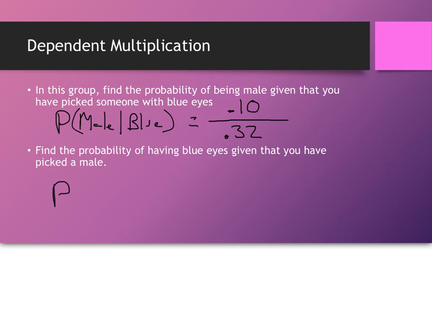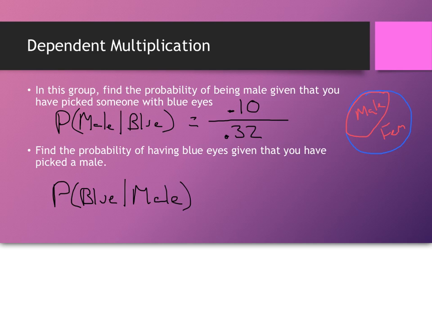Now, notice that if you switch this, if I say, what's the probability of having blue eyes, given that you've picked a male? Well, that's a completely different question. What we're doing in this top one is we're taking all of the people with blue eyes, and we are saying, what's the probability that you pick somebody who's male? So inside this group of people with blue eyes, there's males and females, right?